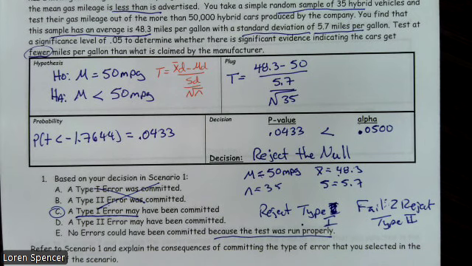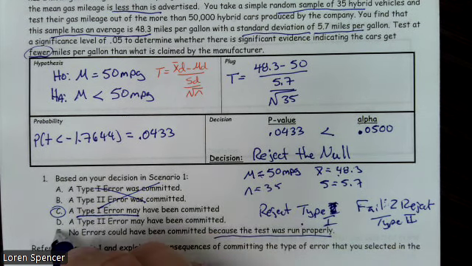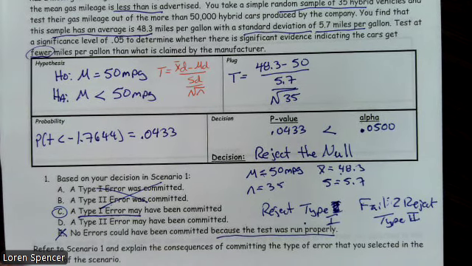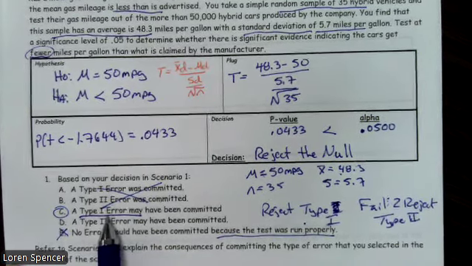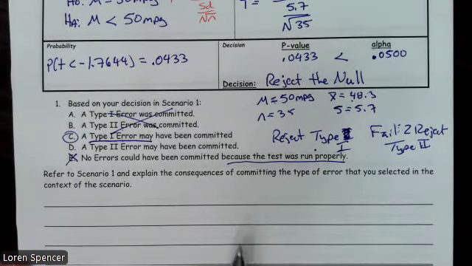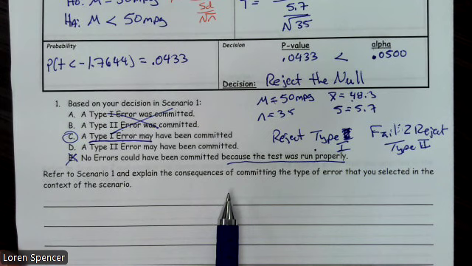But still, when you take a sample, it is possible that your sample will not represent the population. Does not match it. And that's called sampling error. So this is type 1 sampling error, not a mistake was made. So referring to the scenario above, explain the consequences of committing a type 1 error.